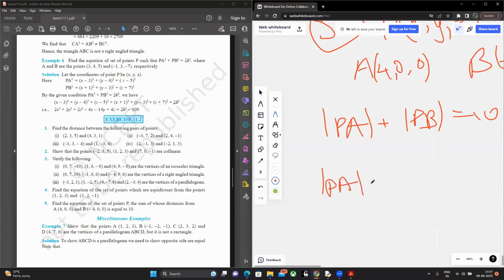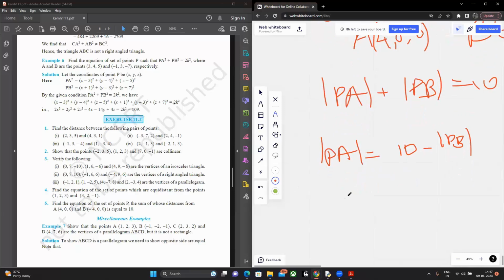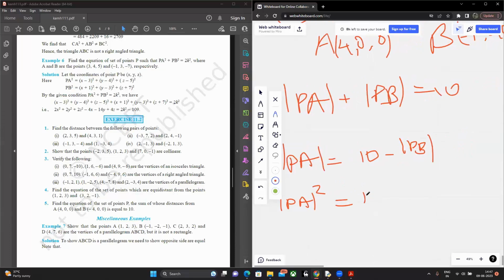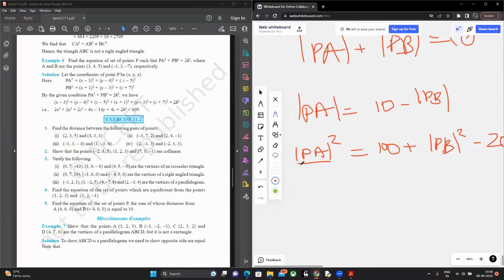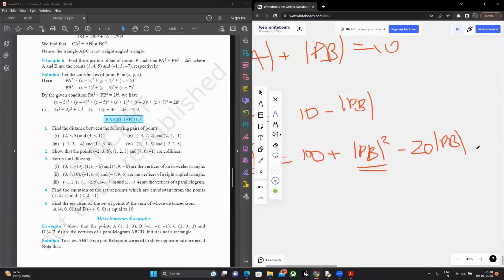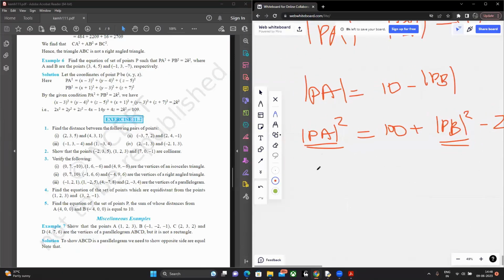Then mod PA is going to be equal to 10 minus mod PB, right? Or you have mod PA square is basically equal to 100 plus mod PB square minus 20 times mod PB, right? Now I'm going to substitute this PA square and this PB square. But I'm going to leave this as such because I'm not going to write down the whole root again and again. So I'm going to substitute mod PA.